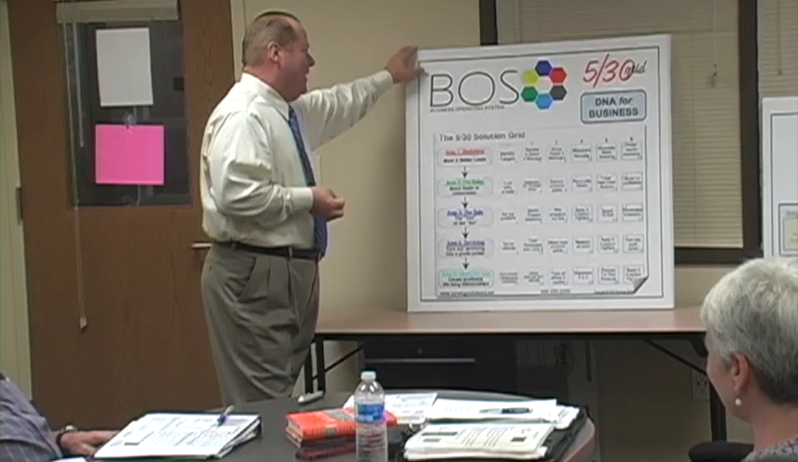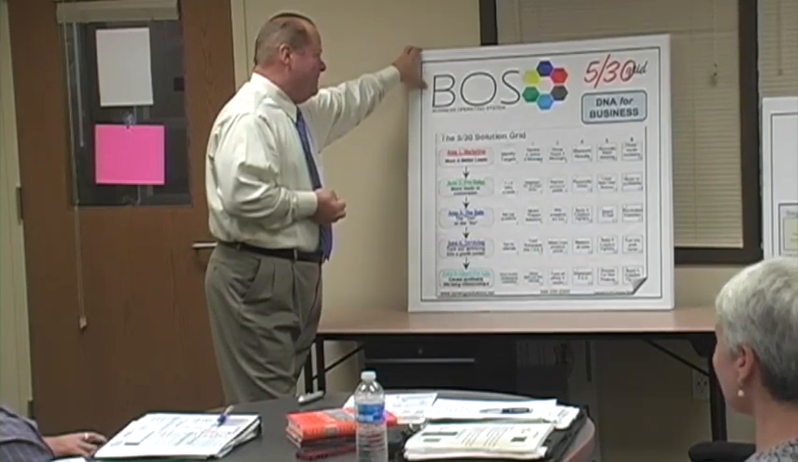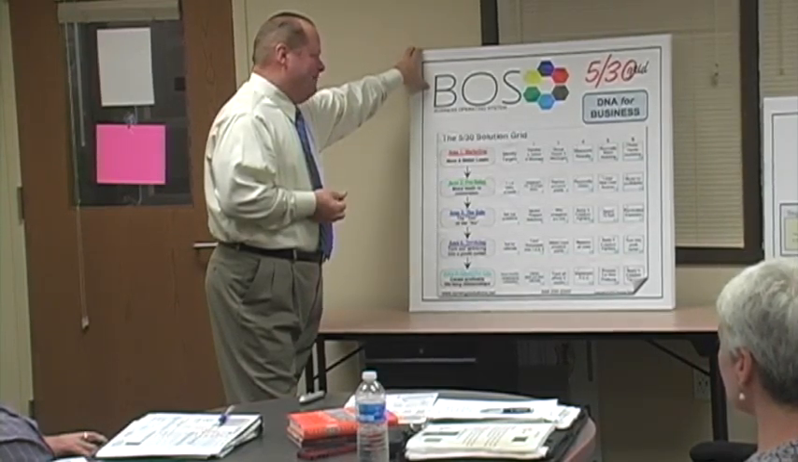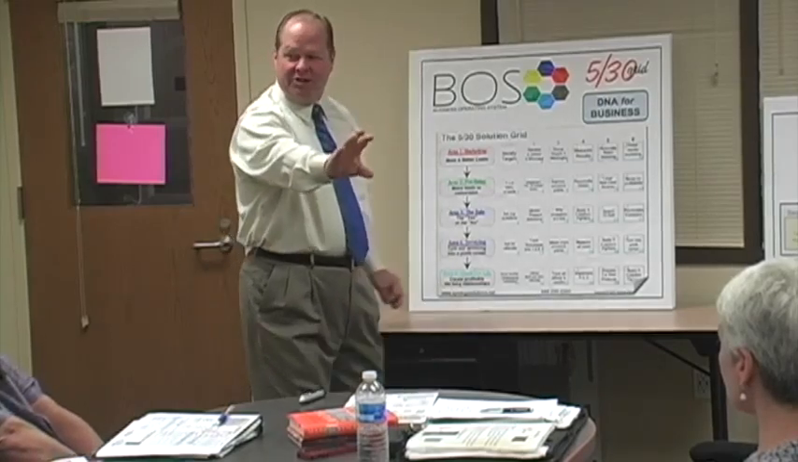Okay, the 530 Grid, DNA for business. Taking what she just did, I see it now, it's converting. It's so much faster. Not only was it faster, you can convert so much faster.